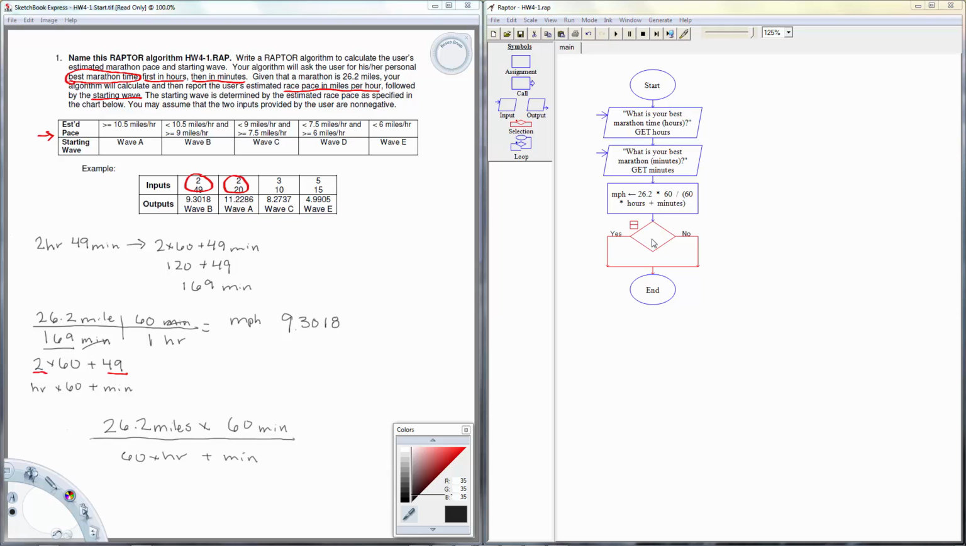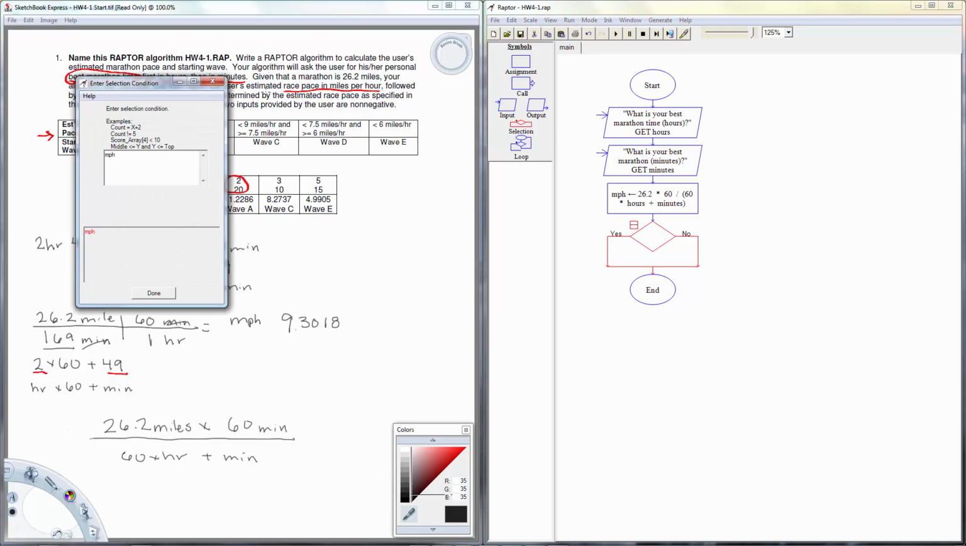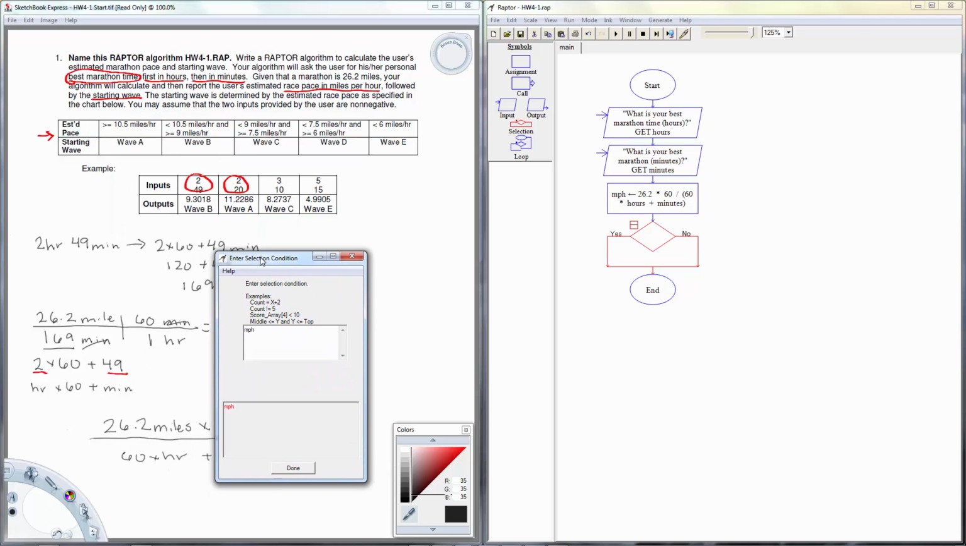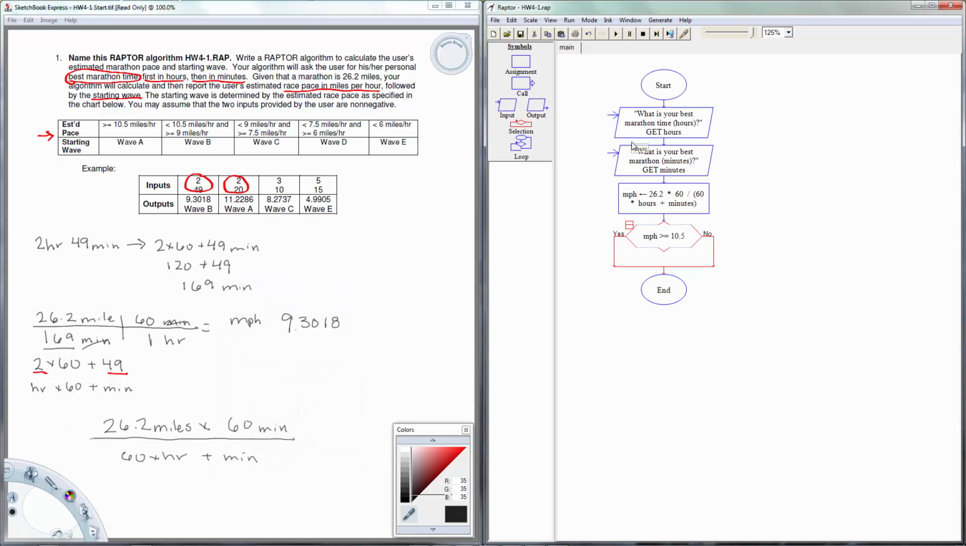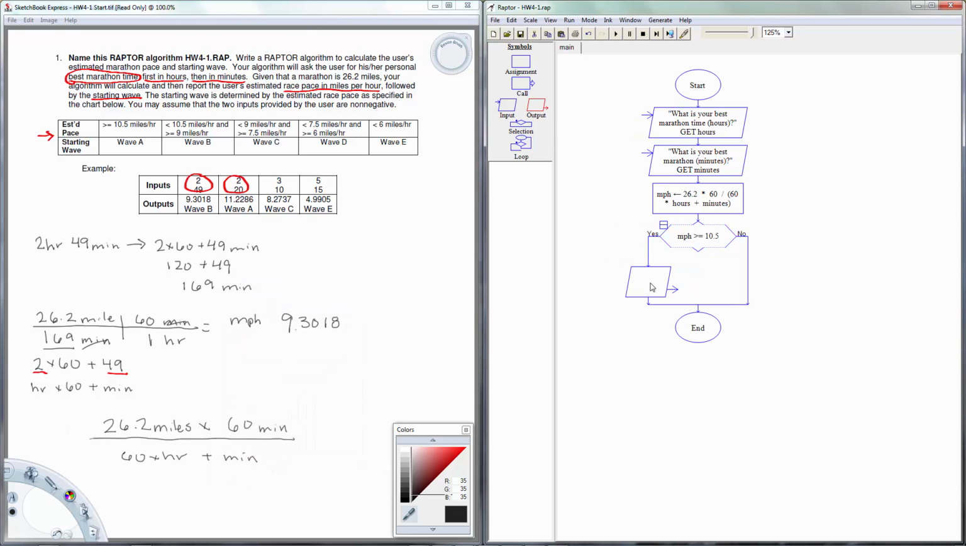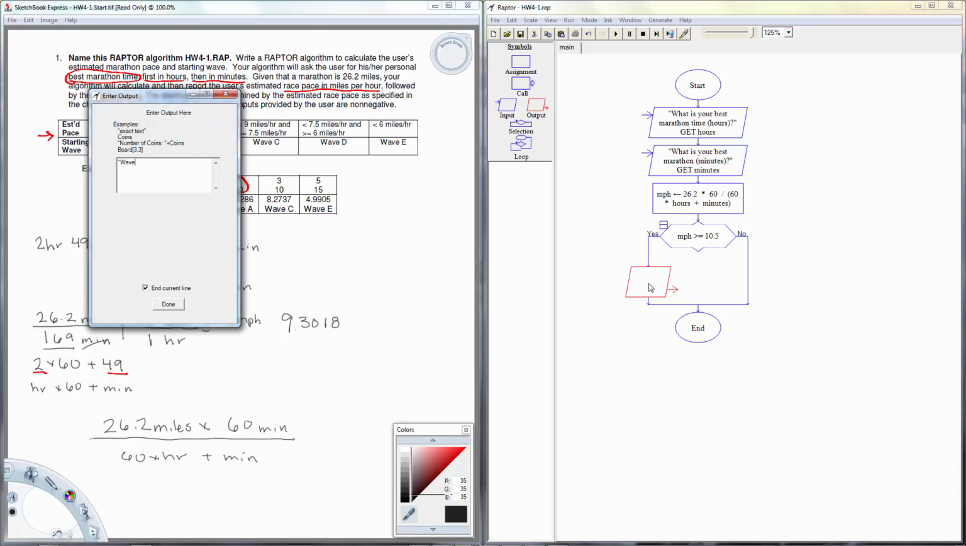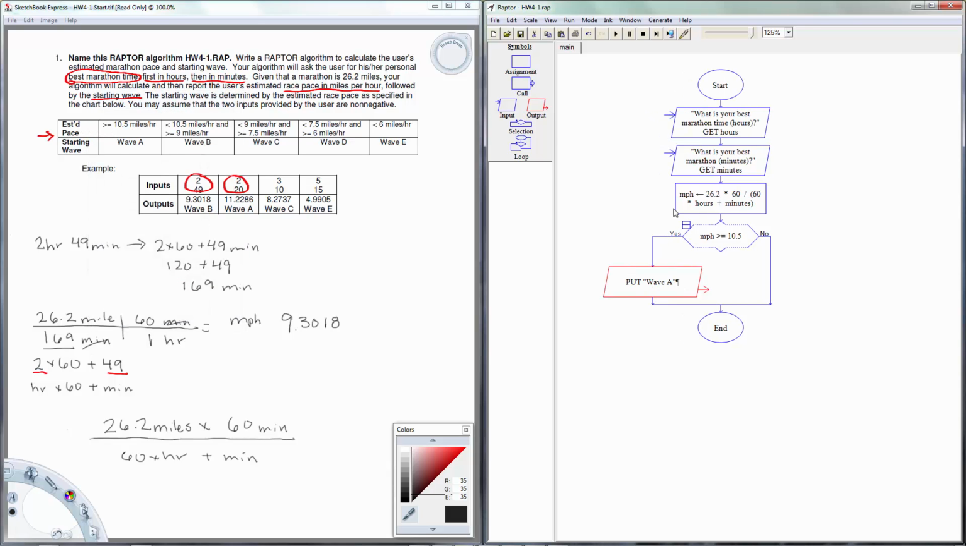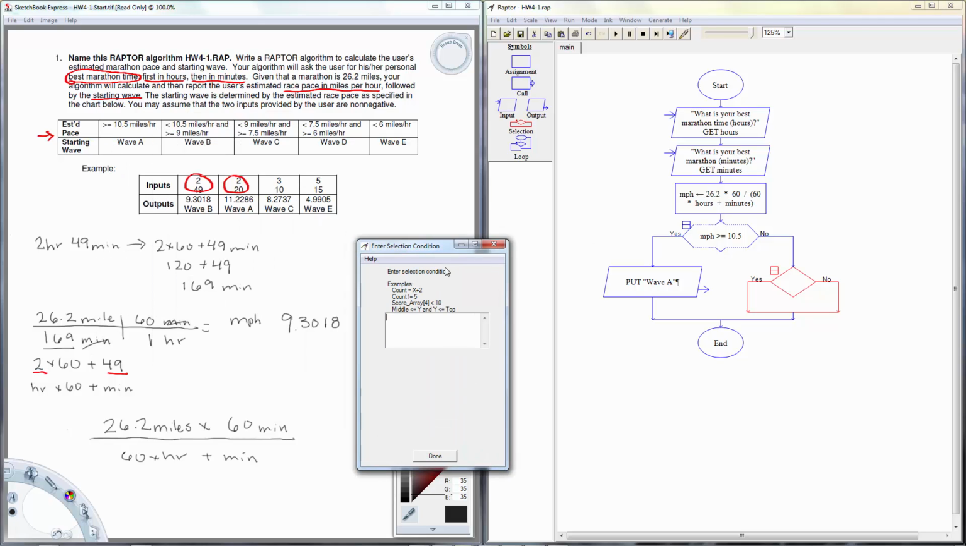And the table says that if the miles per hour is greater than or equal to 10.5, then we will output wave A. If the miles per hour is less than 10.5 and greater than or equal to 9, then we'll output wave B. So there's a couple of approaches that we could take with this.